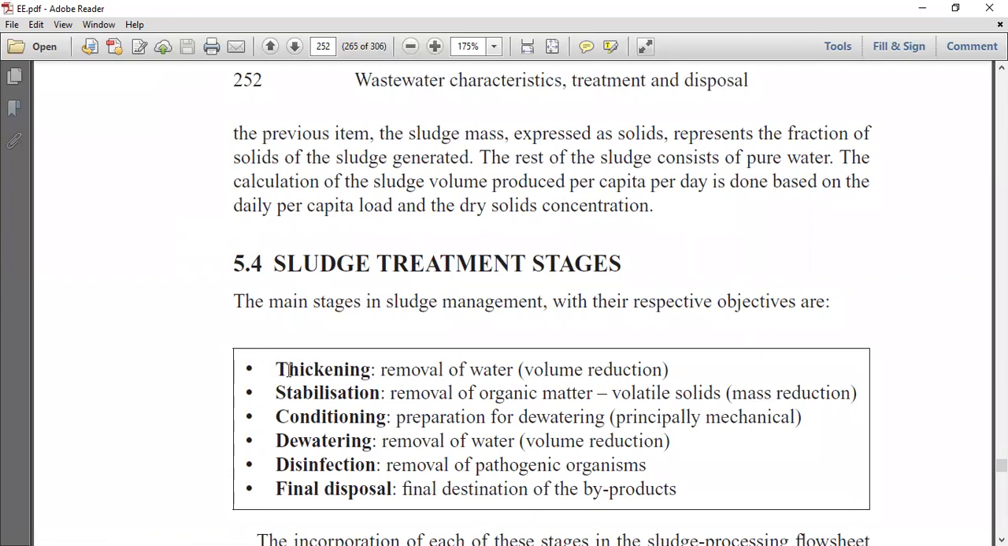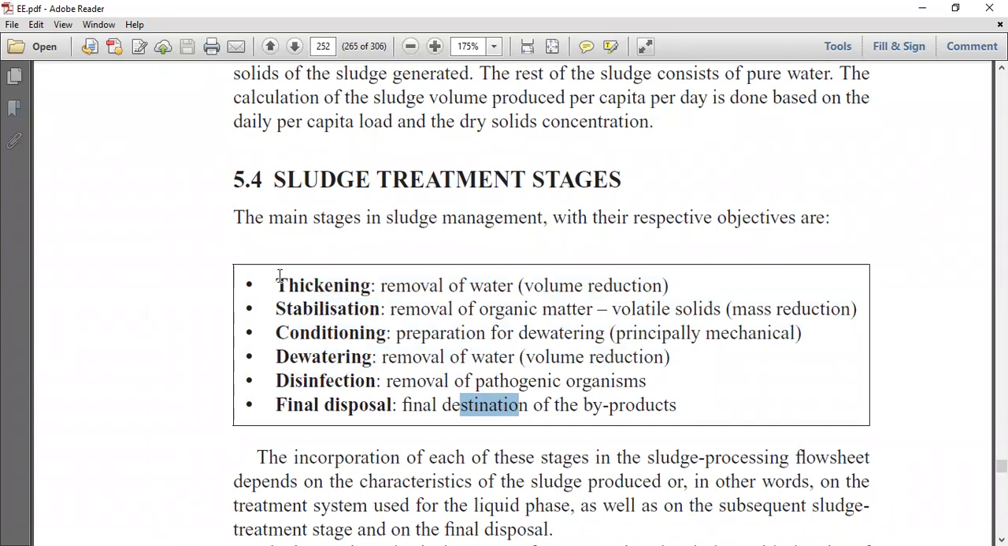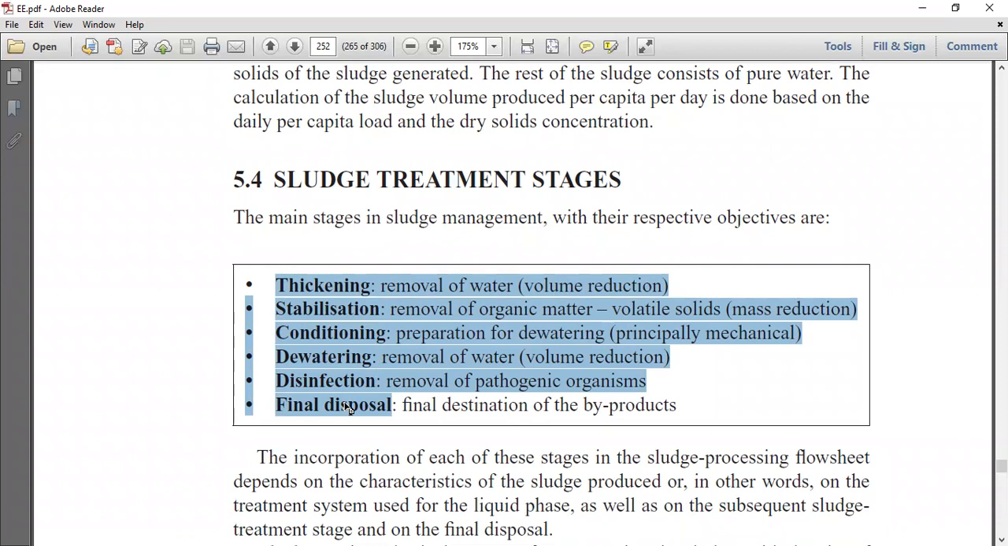So there are different types of sludge treatment stages. First is thickening, the removal of water. Stabilization, removal of organic matter and volatile solids. Conditioning, preparation for dewatering. Dewatering, removal of water. Disinfection, removal of pathogenic organisms. And the final disposal of the sludge. So this is a total of 6 stages of sludge treatment: thickening, stabilization, conditioning, dewatering, disinfection, and final disposal.